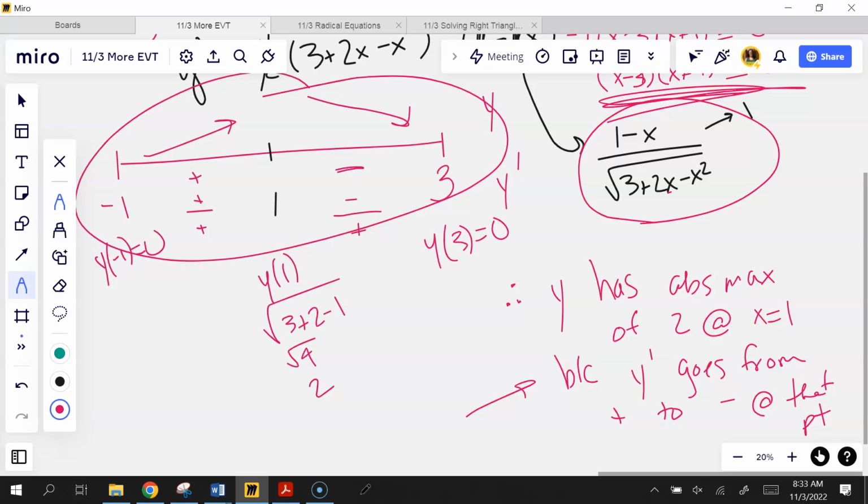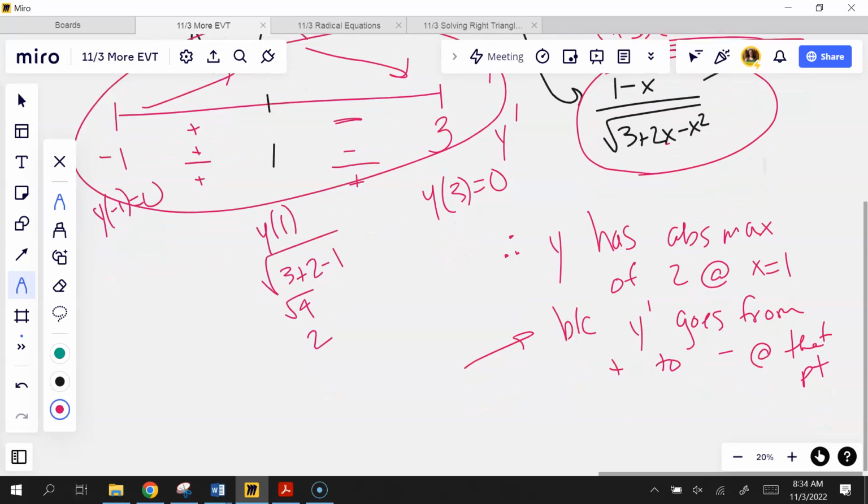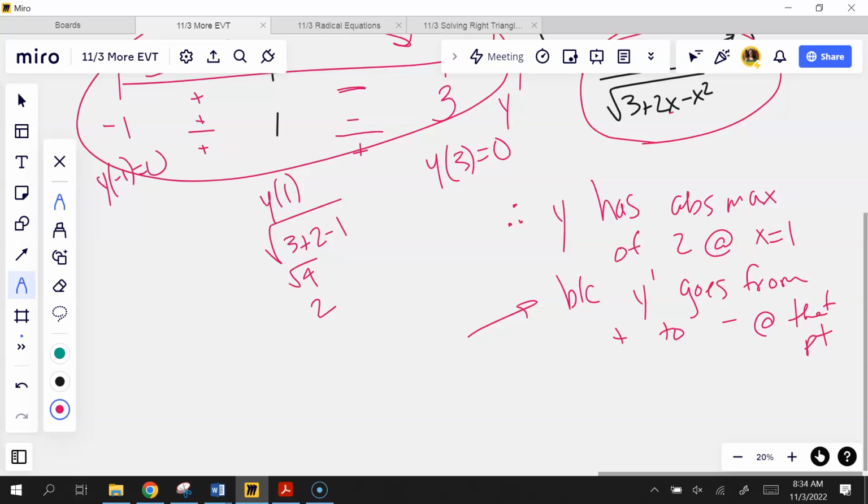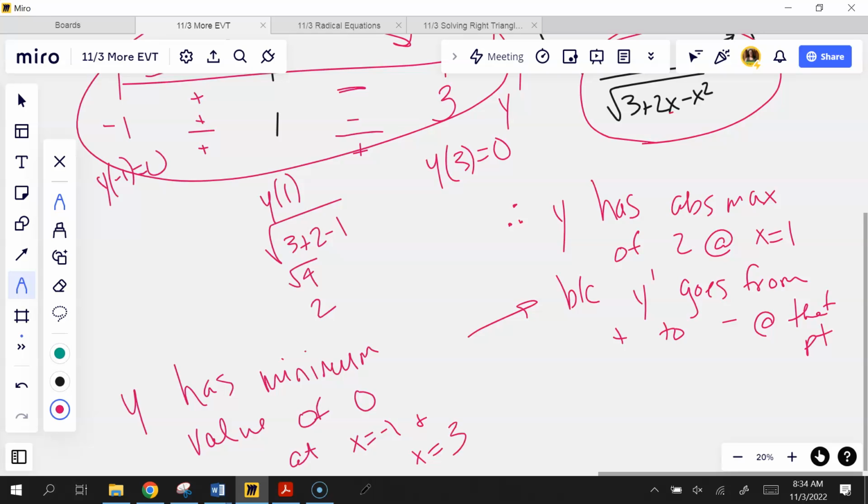But this one also has minimums. I can also declare the minimums here since they're endpoints. So y also has a minimum value of 0 at x equals -1 and x equals 3.